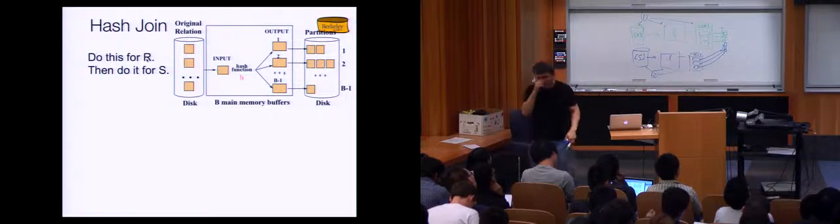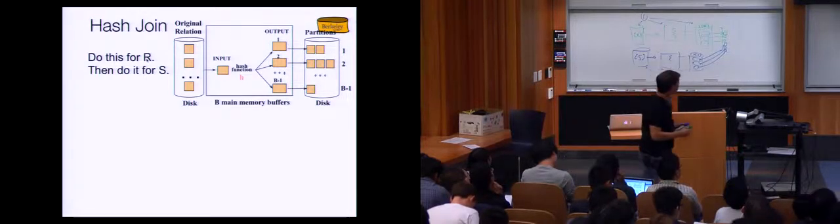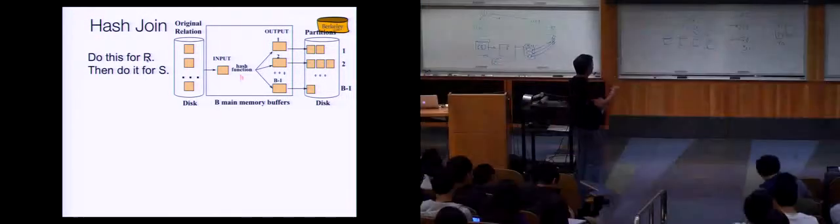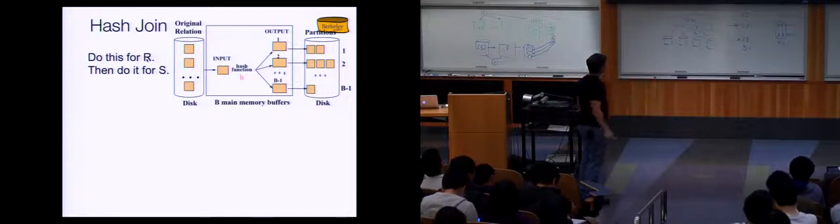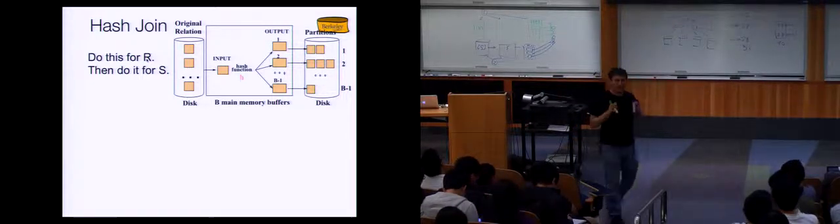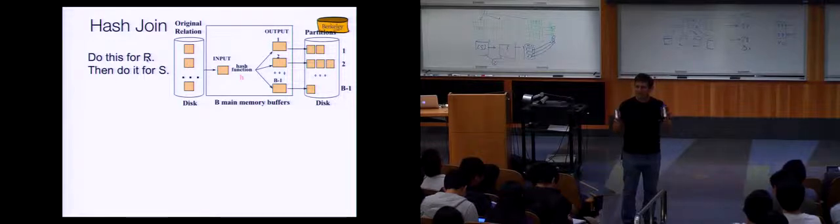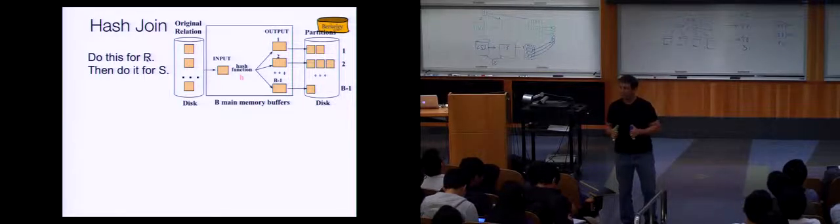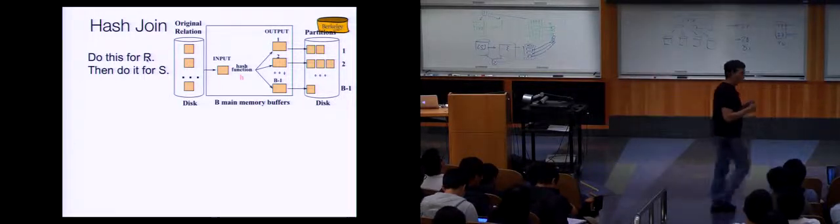Hash join. Hash join is a lot like the unary hashing we learned. All right. First phase, do this for R and then do this for S. Generate your hash partitions for R, then generate your hash partitions for S. Okay? Just like we learned for unary hashing.